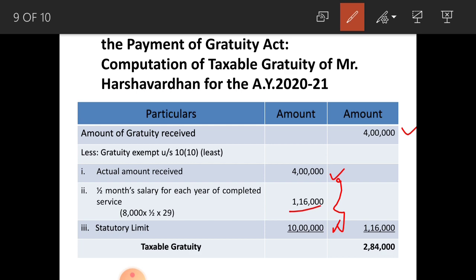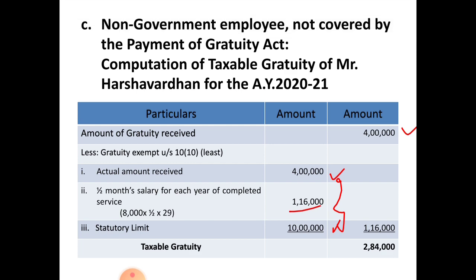When you deduct this exempted amount of salary from actual amount of gratuity received, you get 2,84,000 as taxable gratuity of Mr. Harshvardhan when he is not covered by the Payment of Gratuity Act. Okay. This is the problem relating to computation of gratuity amount, that is taxable gratuity amount.